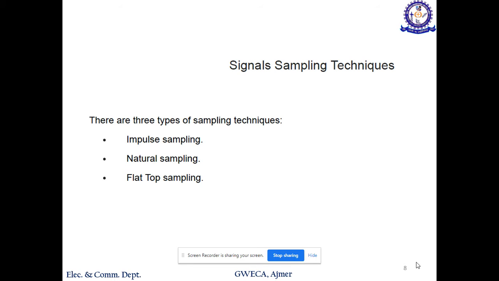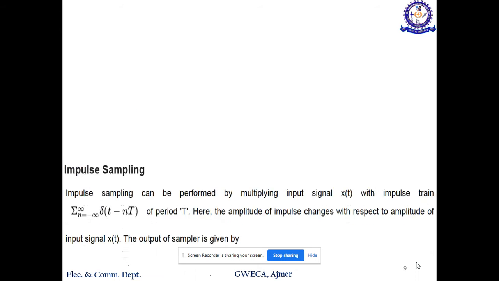How many sampling techniques are there? There are basically three types of sampling techniques. One is impulse sampling, natural sampling, and the last one is flat top sampling. Impulse sampling is also known as instantaneous sampling or the ideal sampling technique. The impulse sampling is the ideal technique.